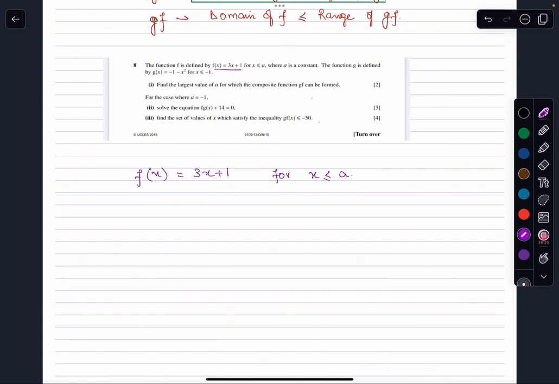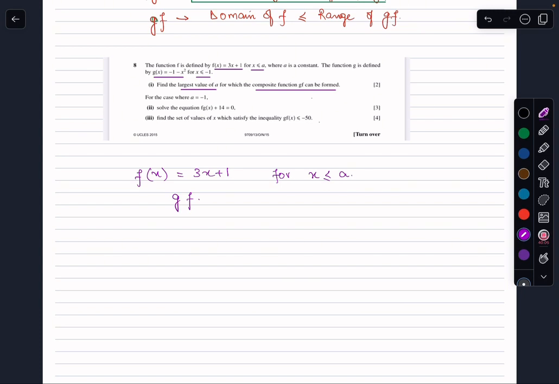So we have these two conditions: f(x) equals 3x plus 1 with the domain x less than or equal to a. And then we have the function g, which is minus 1 minus x squared, and this also has a domain, which is x less than or equal to minus 1. So find the largest value of a for which the composite function gf can be formed. They are asking for the composite function gf to be formed.